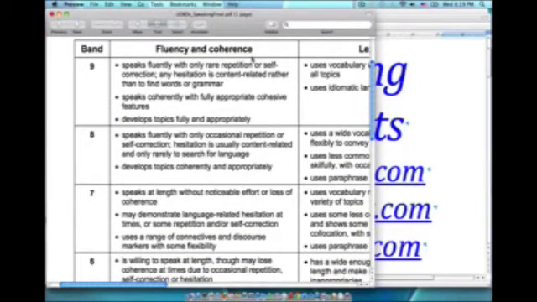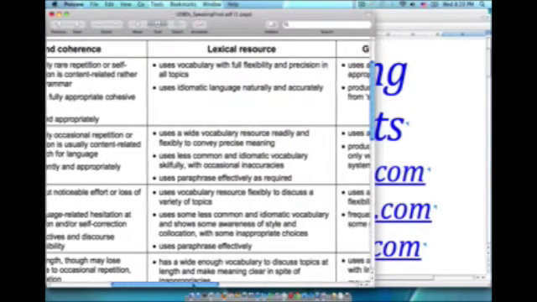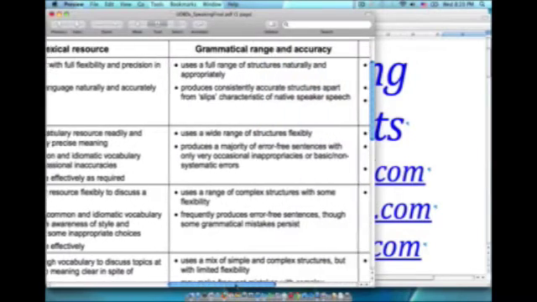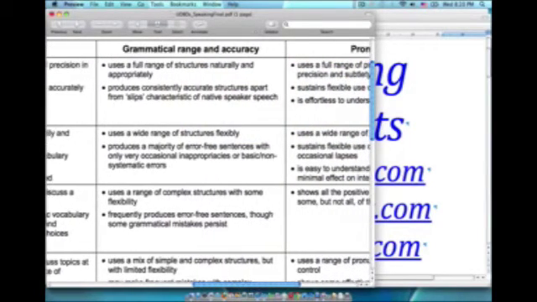The first is fluency and coherence, which is basically a measure of how fluent and how easily understood the student is when speaking English. The second column is lexical resources, which refers to the word choice and choice of phrases that the speaker uses to express themselves and to speak about the different topics that they do. Third is grammatical range and accuracy. And finally, the fourth is pronunciation.